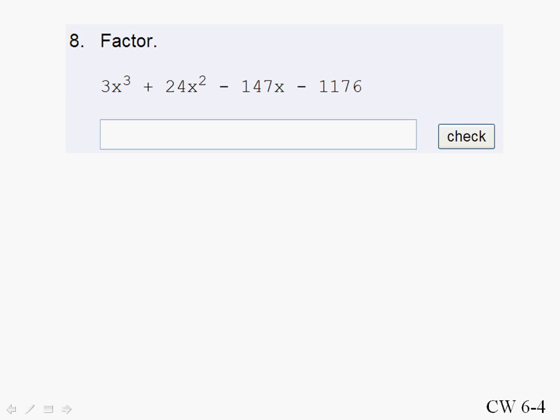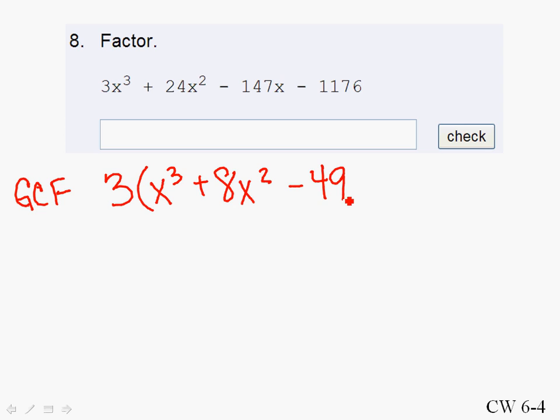3x cubed plus 24x squared minus 147x minus 1176. The greatest common factor in this one, so first our greatest common factor comes out, is 3. Dividing 3 into each of the terms of the polynomial leaves us with x cubed plus 8x squared minus 49x minus 392.